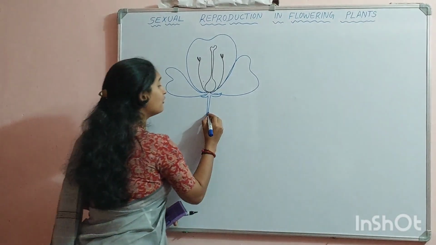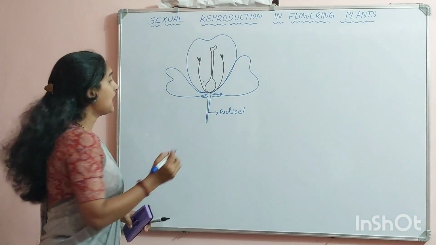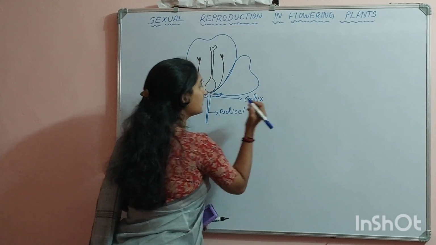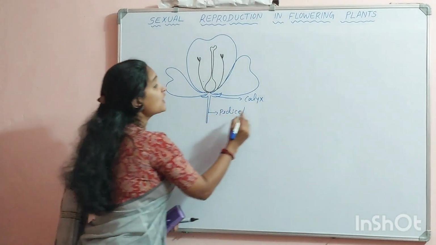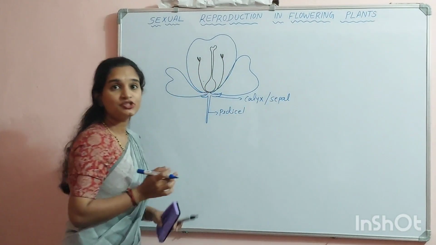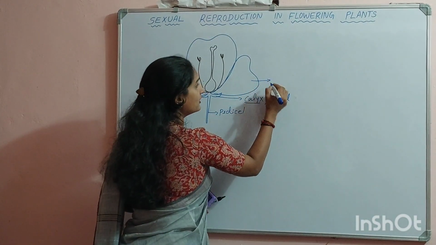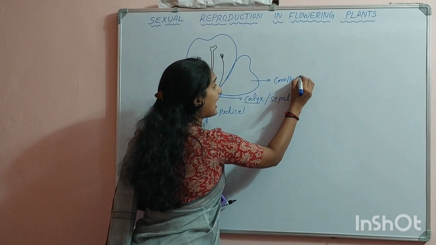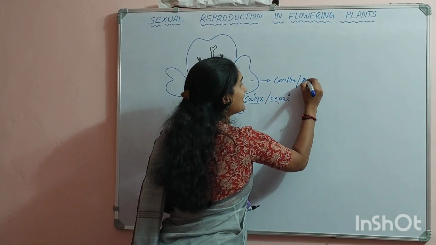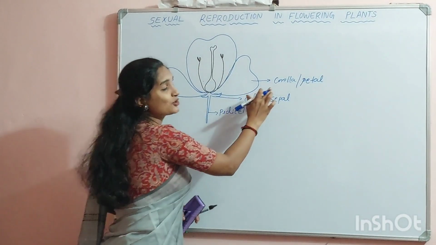The stalk of the flower is called the pedicel. The outermost whorl is the calyx. An individual member of the calyx is called a sepal, and all the sepals together are called the calyx. The next inner whorl is the corolla, and an individual member of the corolla is called a petal. All the petals together we call the corolla.